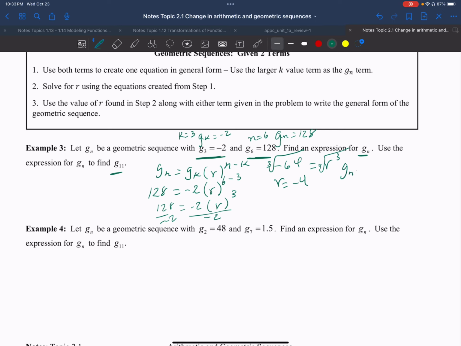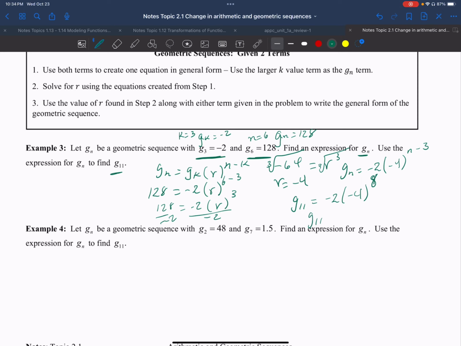So g of n is equal to g sub k, which is -2, times -4 to the power of n minus 3. After that, I'm going to plug in my 11 to find g sub 11, which is -2 times -4 to the power of 8. Sorry, 11 minus 3 is 8.